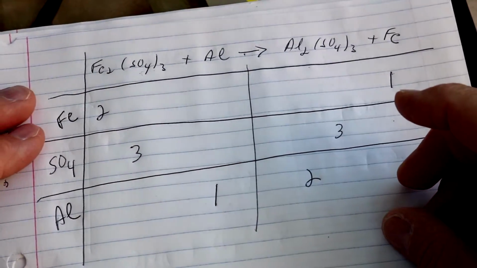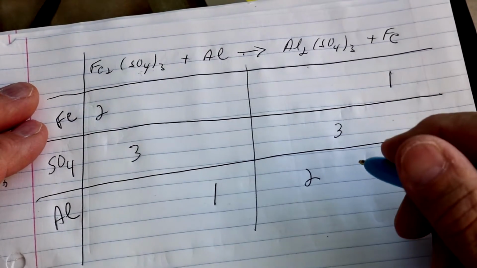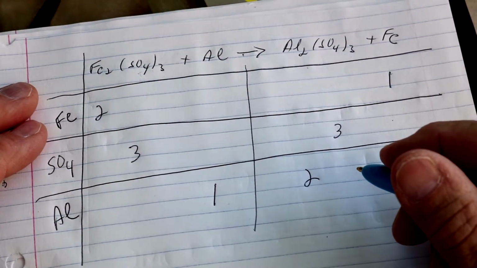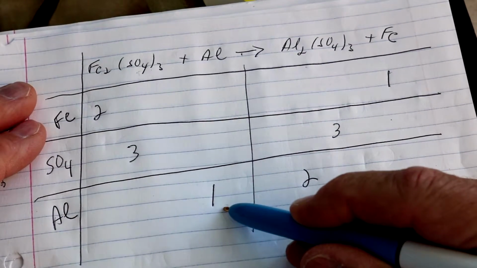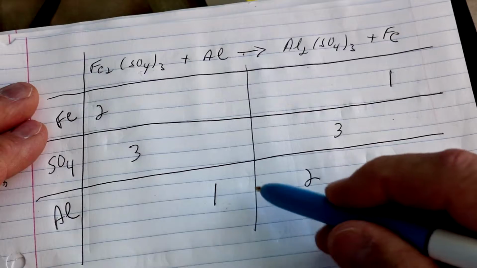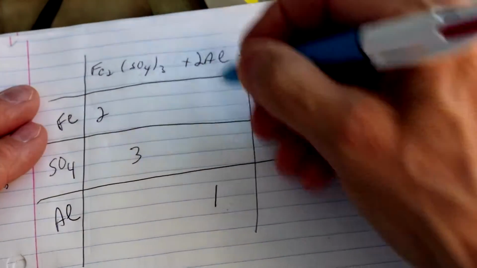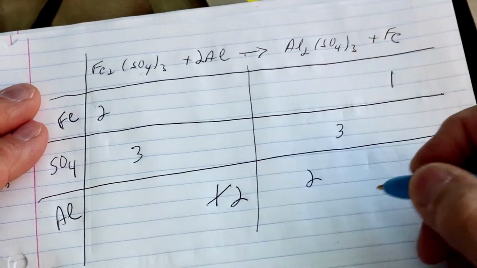All right, so let's take a look at this. The first thing I'm going to work on is the aluminum. That's pretty easy. We have 1 over here, but we need 2. So I'm going to put a coefficient of 2 right there. That changes that to 2.